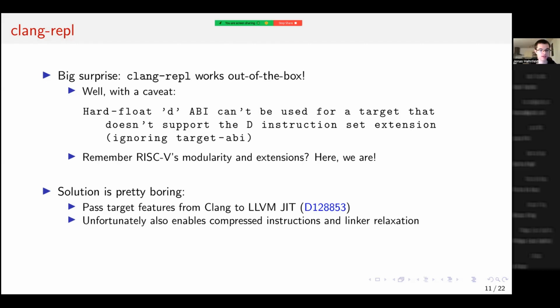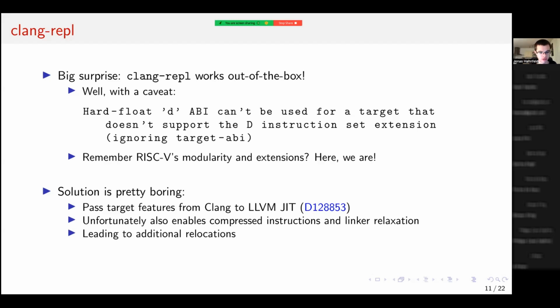Unfortunately, if you do this, then you not only get the D instruction set, but also, because Clang on Linux defaults to assuming the C instruction set, so the compressed instructions, you also get compressed instructions and linker relaxation. I'm not going to talk about linker relaxation in more detail. In essence, all of this leads to additional relocations being emitted.